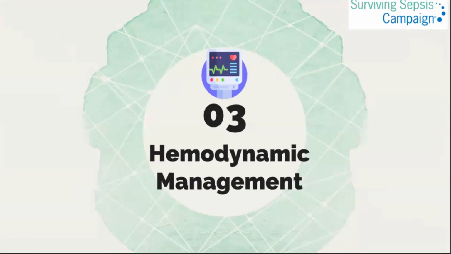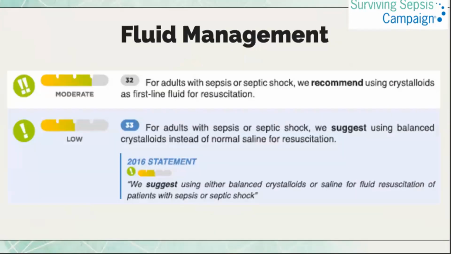Third subcategory, hemodynamic management. For adults with sepsis or septic shock, we recommend using crystalloids as first-line fluid for resuscitation. For adults with sepsis or septic shock, we suggest using balanced crystalloids instead of normal saline for resuscitation.